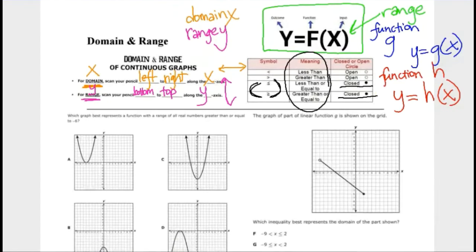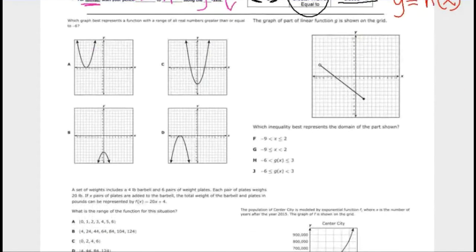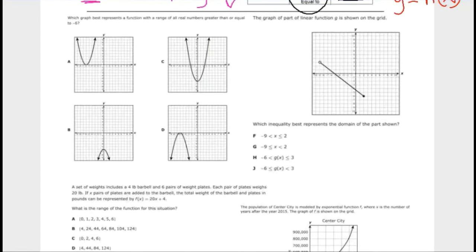So now that we've gone over some basics, let's look at some STAR questions to get you ready for this test. All right, so first, in the upper left-hand corner, we have this question: which graph best represents a function with a range? So let's underline range, and right away we have to remember to put a y on top. Range is y. All real numbers greater than or equal to -6. Now I'm going to circle greater than or equal to -6.